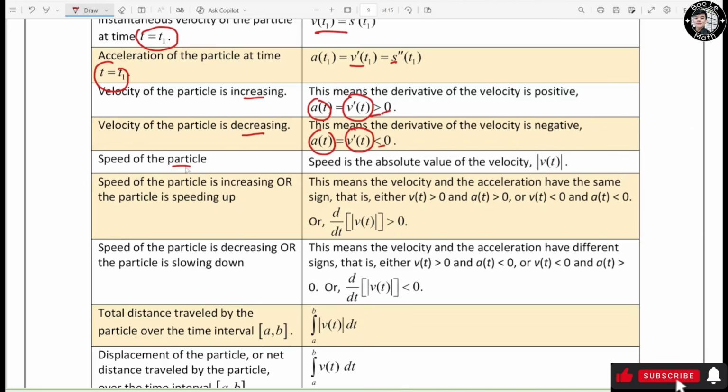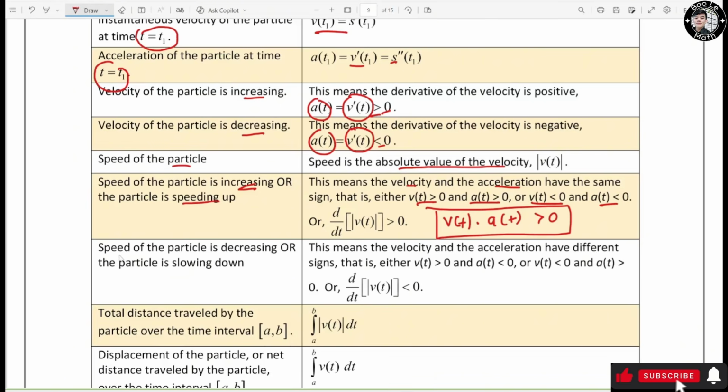The speed of the particle, the absolute value of the velocity, is absolute value of v of t. If the speed of the particle is increasing, or the particle is speeding up, it means the velocity and the acceleration have the same sign, right? Which is v of t and a of t, they're both greater than 0, or they're both less than 0, right? So in general, you just write v of t times a of t greater than 0, right? It tells us that velocity and acceleration have the same sign.